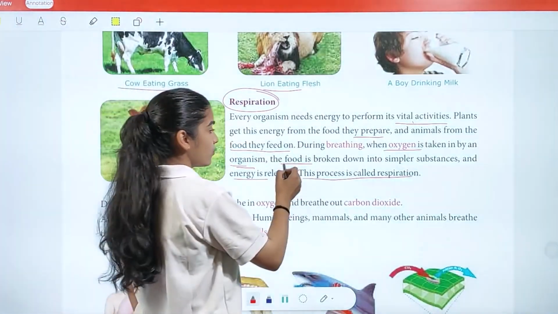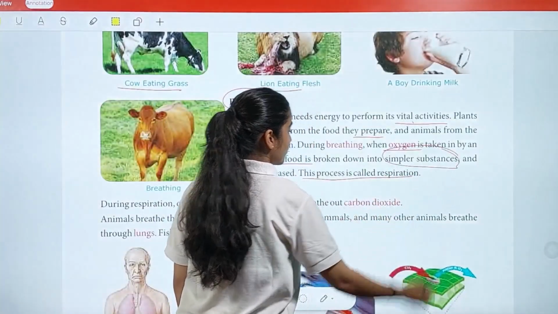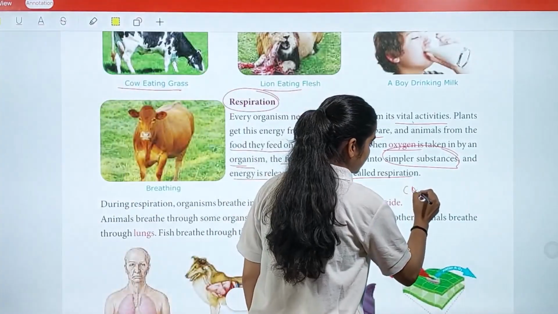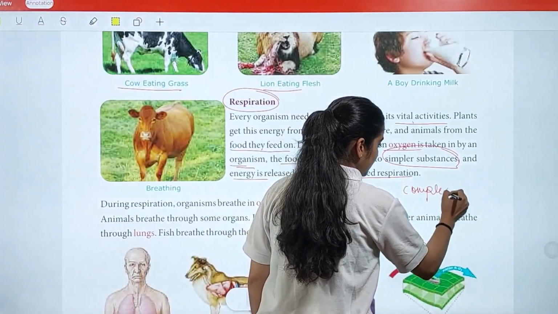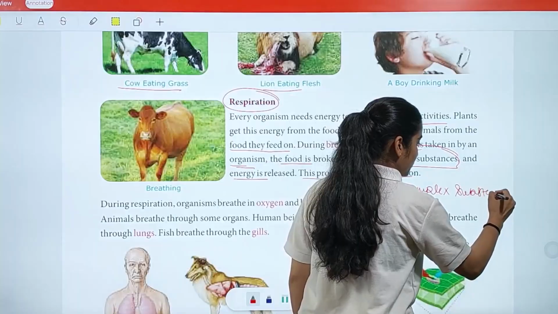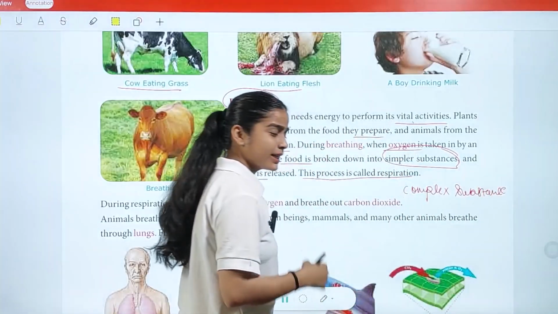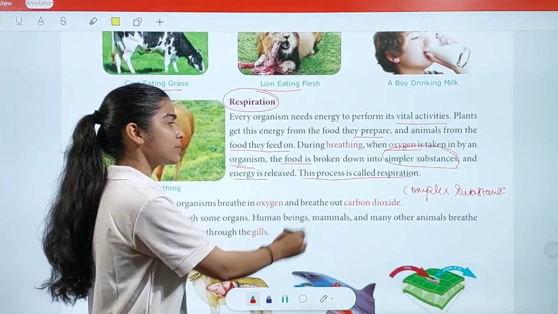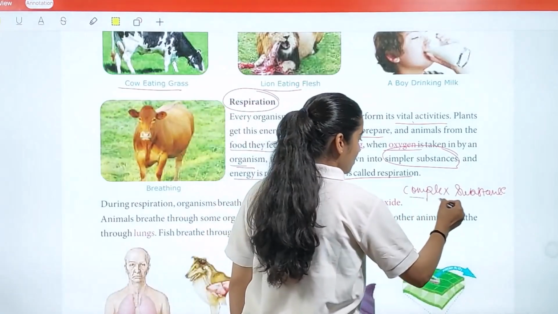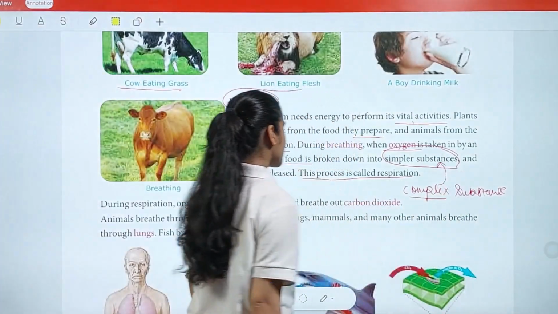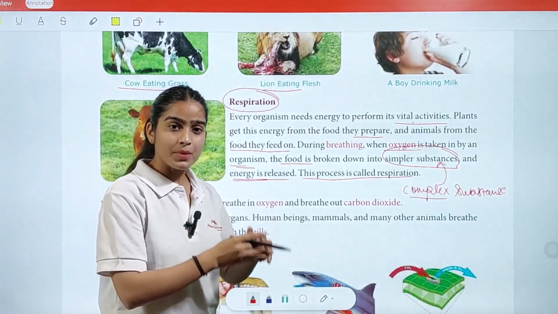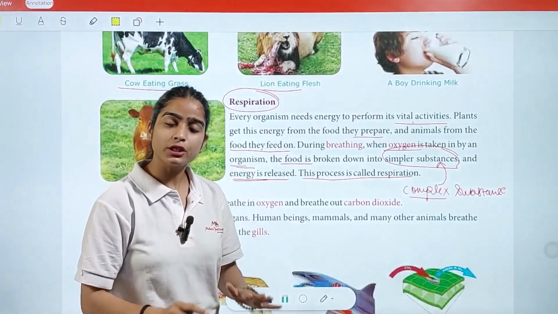So first of all, your food is broken into simpler substances. Food is basically a complex substance, and while you breathe and for other activities as well, for getting energy, we need to break down our complex substance into simpler substance, then we get energy, right? So this complex substance is broken down into simpler substance and energy is released. Without converting complex substance into simpler substance, we cannot get our energy.